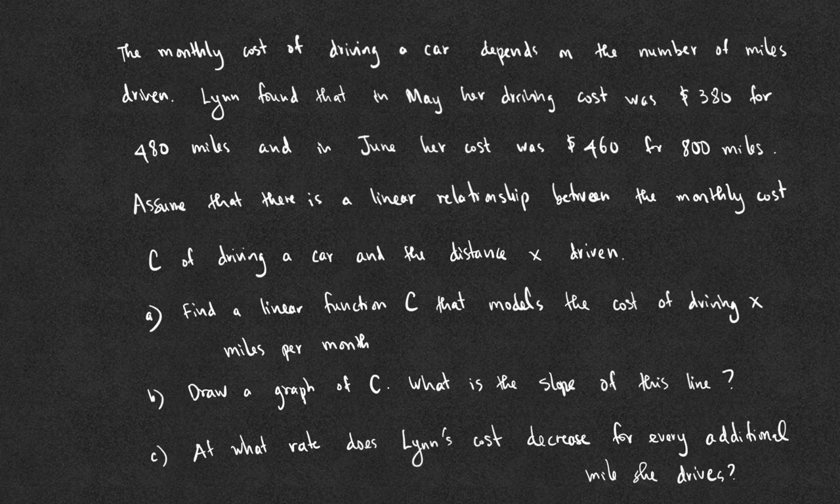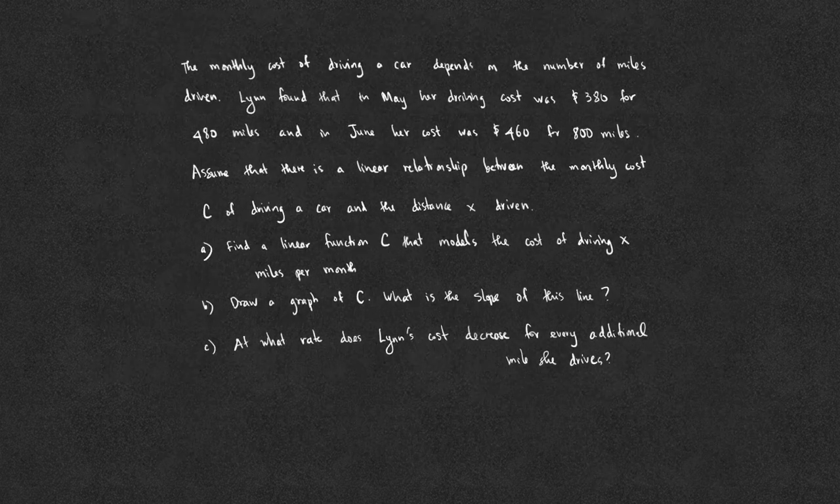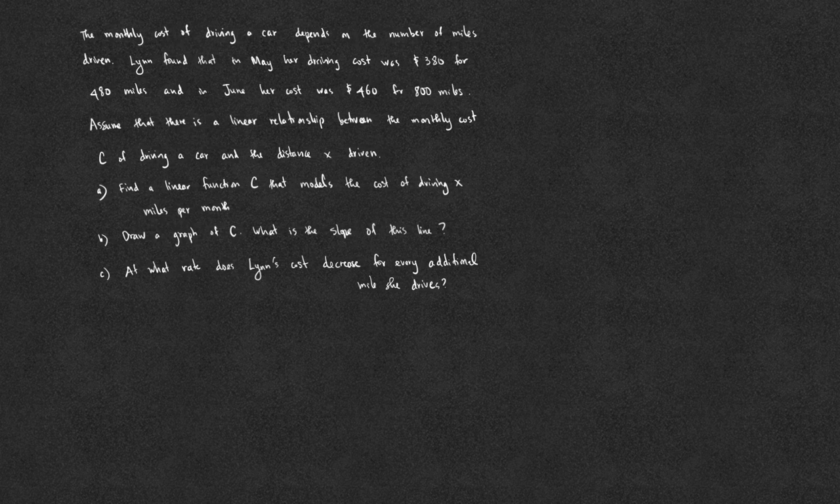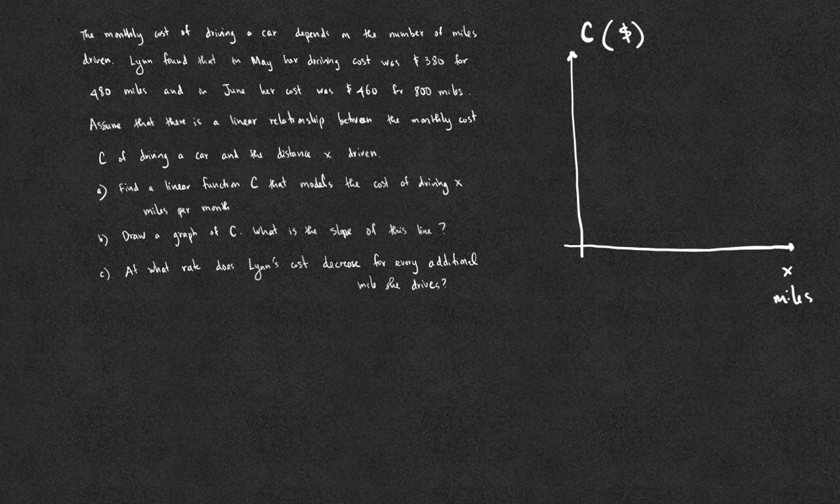This is a linear model. A linear equation is what we need to find for part A. Since the monthly cost C depends on the number of miles X driven, for this linear relationship, X is the independent variable. It indicates the number of miles, and C is the dependent variable. It is the dollar amount.